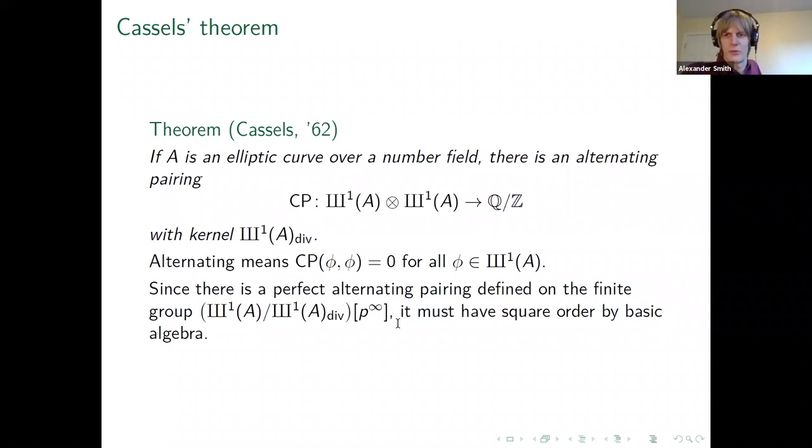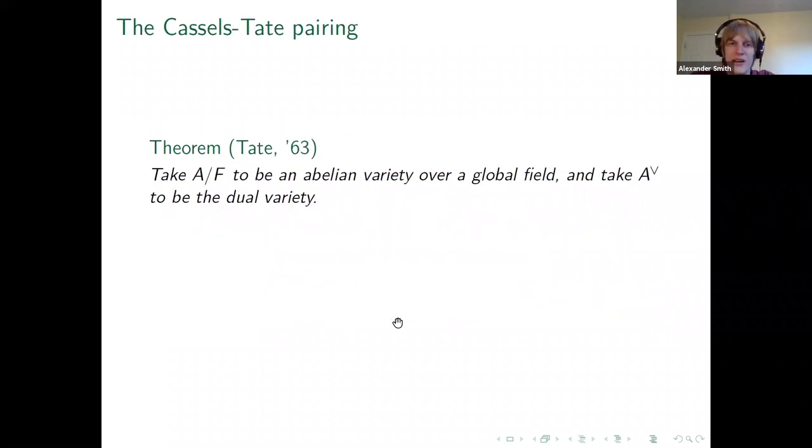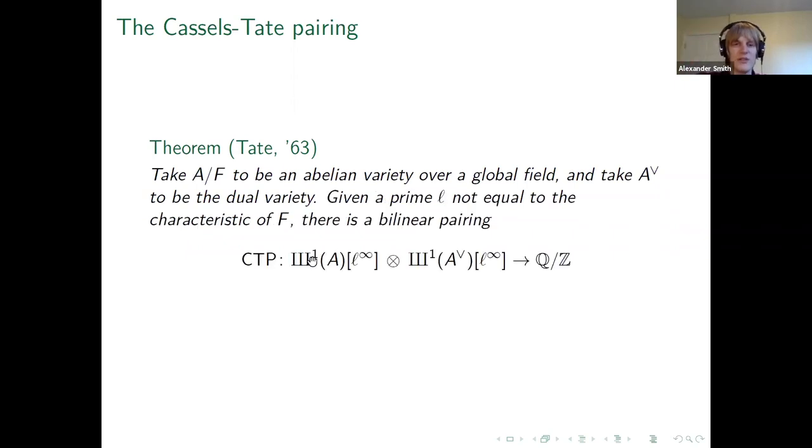Less useful for answering these questions was Tate's pairing. So what Tate figured out was that if you do the same thing, you start with an abelian variety, but in this case, you start with an abelian variety over just a general global field. Now the pairing isn't going to be between Sha of A and itself. It's instead between Sha of A and Sha of A dual. And we also have this restriction to be away from the characteristic of F.